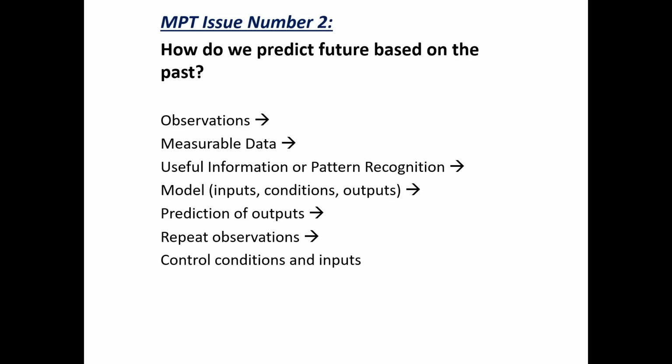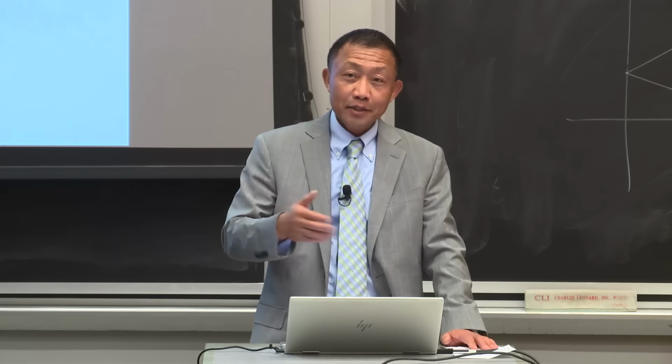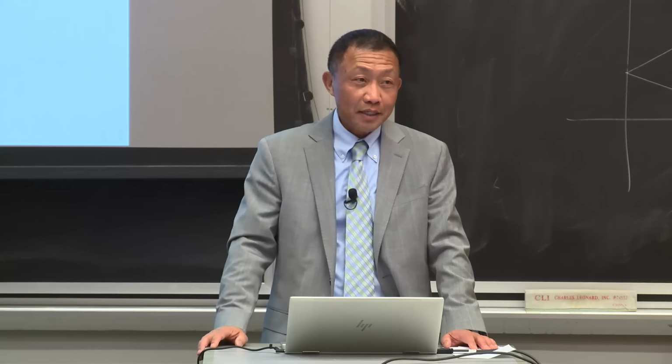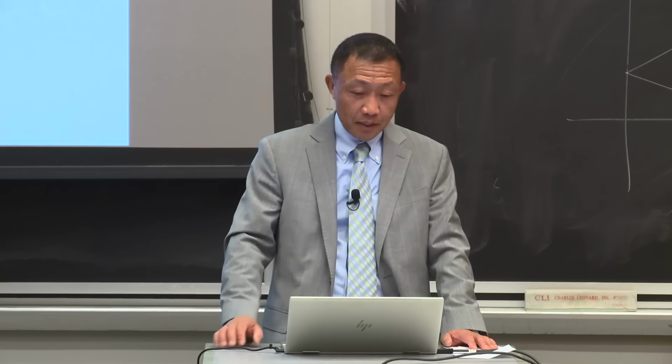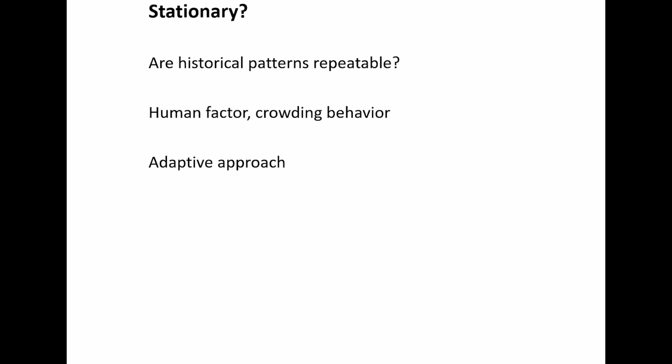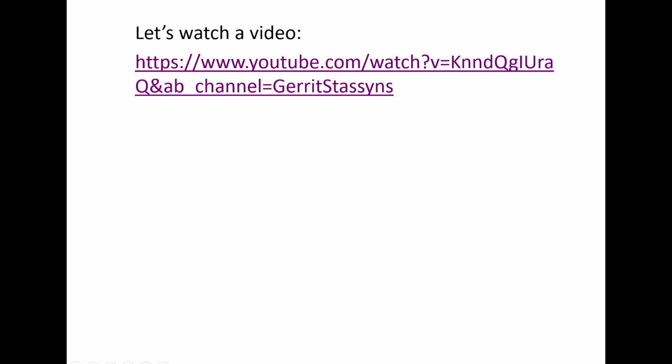So that's true for any subject: physics, engineering, finance. But finance involves human behaviors, which is much more complicated. So the historical patterns may not be repeatable. And also the crowding behavior and adaptive behavior of human players will make the process much more complicated. So I want to show you a video. Let's see if this works.